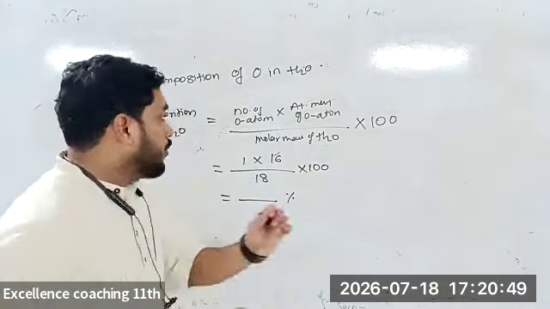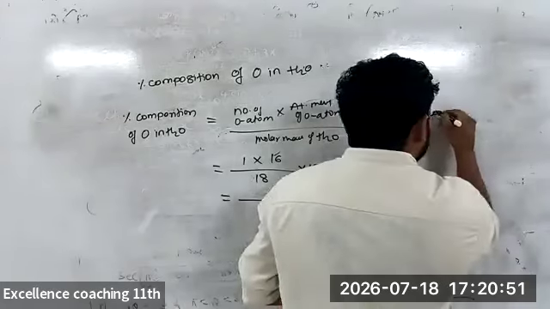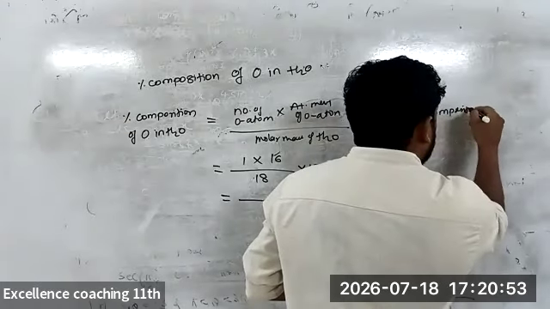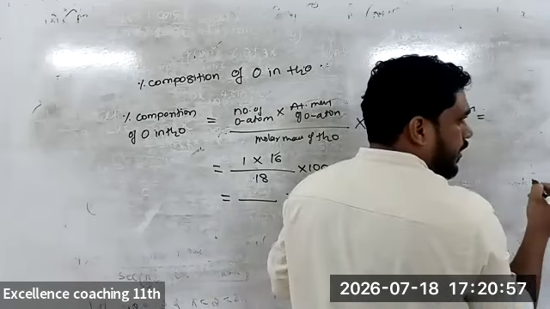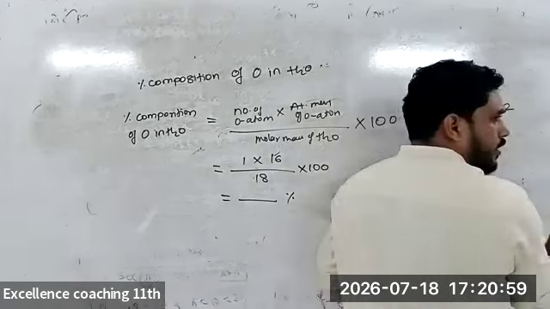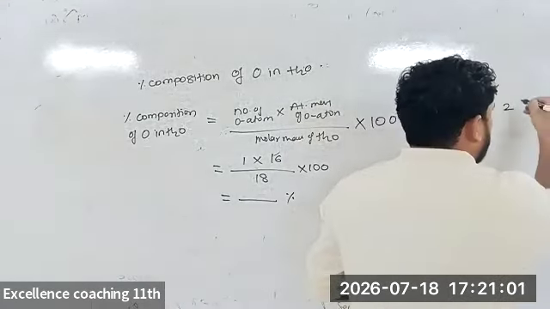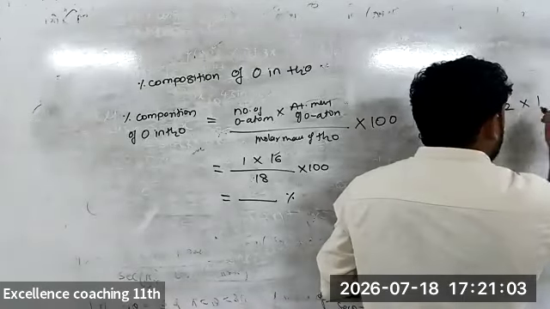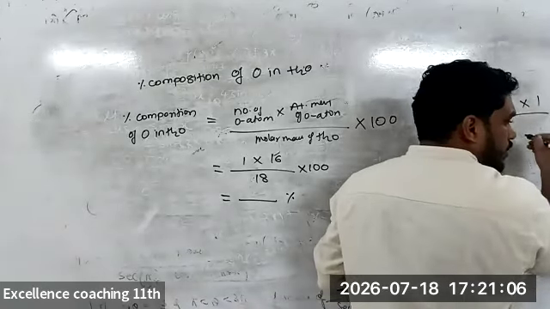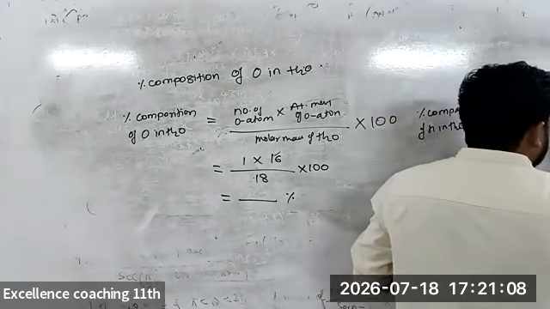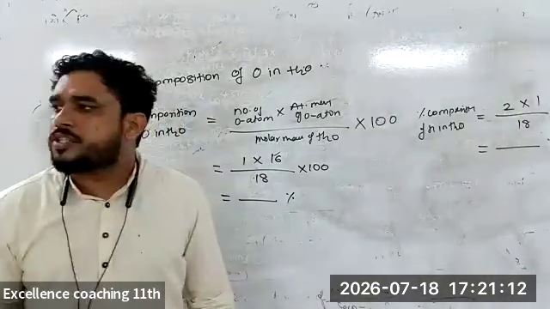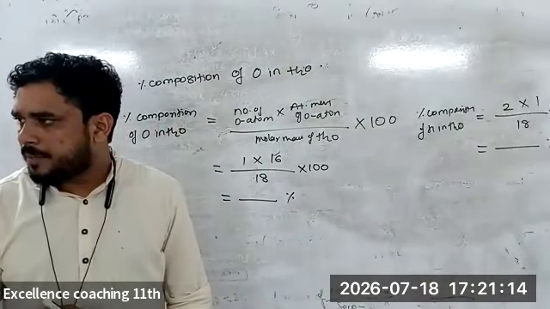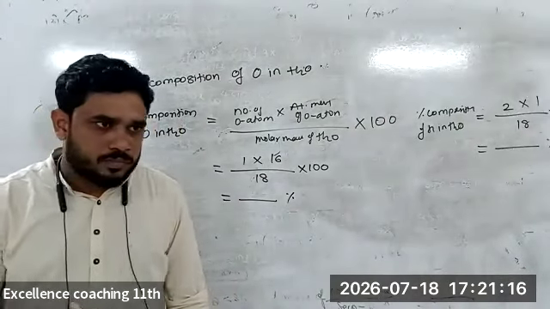Understood? If I want to do percentage composition of hydrogen in water, how will I write? Tell me. How many hydrogen atoms are there? 2. What is the atomic mass of hydrogen? 1. What is the molar mass of water? 18. And what's the percentage? 100. Calculate, and I will get the answer in percentage. Understood? Clear? Yes? Okay.